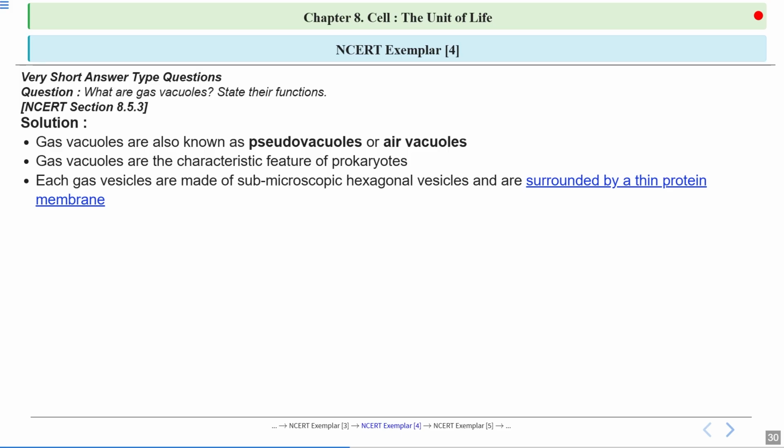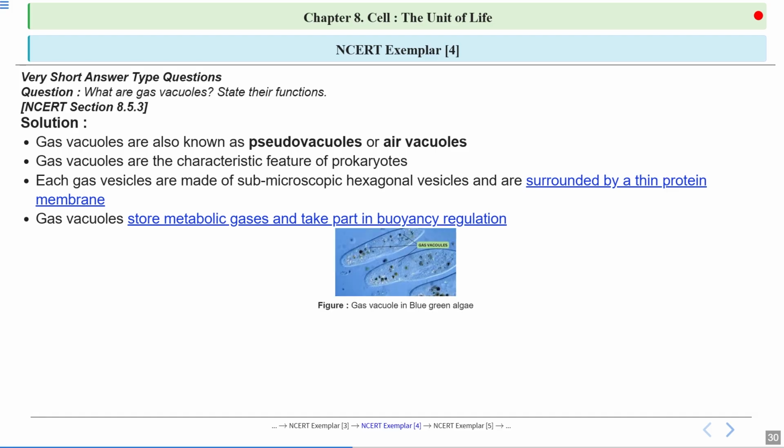Now, each gas vesicle is made up of submicroscopic hexagonal vesicles and is surrounded by a thin protein membrane. Gas vacuoles store metabolic gases and take part in buoyancy regulation. So, gas vacuoles provide buoyancy to the organism. You can see this in this image. Gas vacuoles in the blue-green algae can be seen. Blue-green algae is also known as cyanobacteria. Here you can see these are the gas vacuoles.